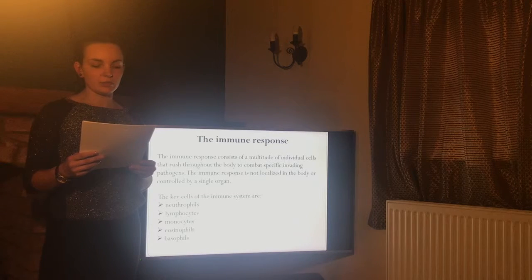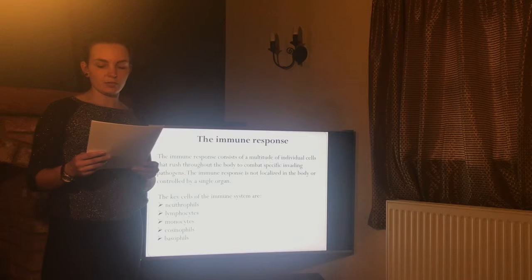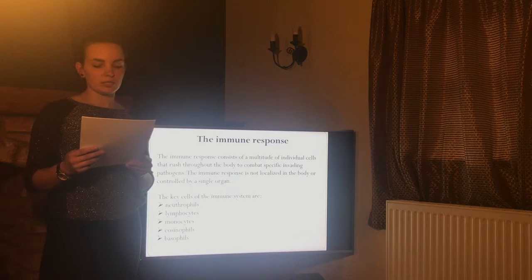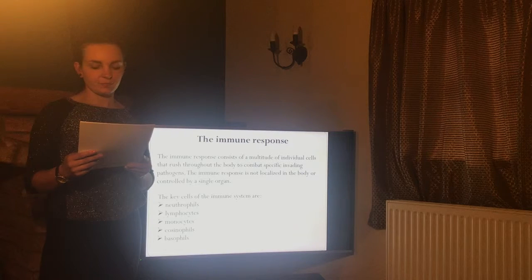The key cells of the immune system are neutrophils, monocytes, eosinophils, basophils, and lymphocytes. Neutrophils attach to the walls of the blood vessels, in an attempt to block the access of germs to the bloodstream. They are the first cells to reach an infected area of the body, and they act by means of a process known as phagocytosis, or cell eating.